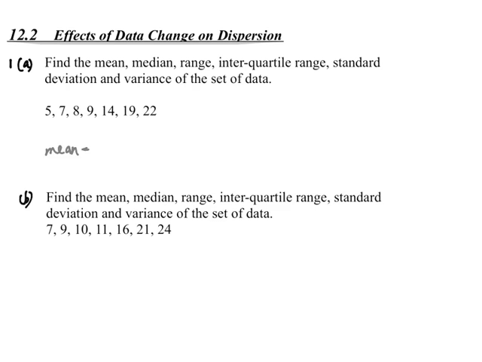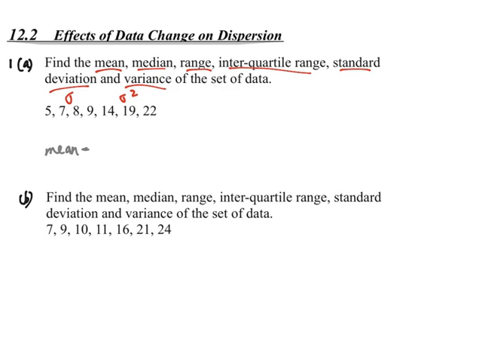So, question 1a, find the mean, median, range, interquartile range, SD, and variance. For variance, actually it is SD squared, which is another name for variance. So we have data 5 until 22.